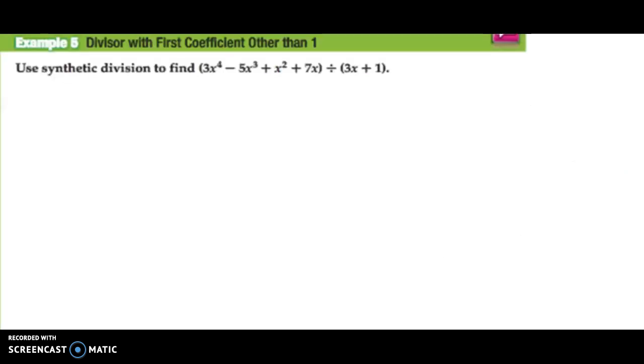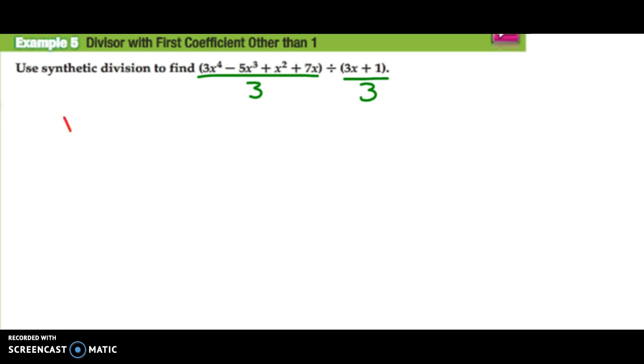Now, example 5 looks different. And the reason it does is because if you look right here, our divisor is not in the form x minus something. Instead, it's 3x. So I need to get x by itself. And so what I'm going to do is divide this by 3. But if I divide my divisor by 3, I also have to divide everything here by 3. And so what I end up with is this.